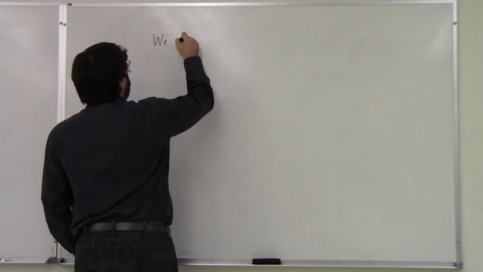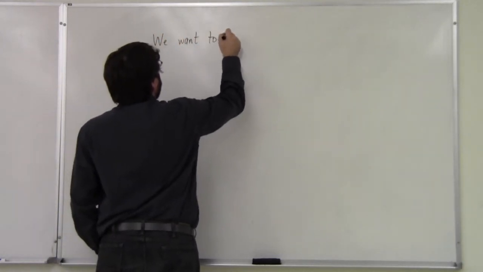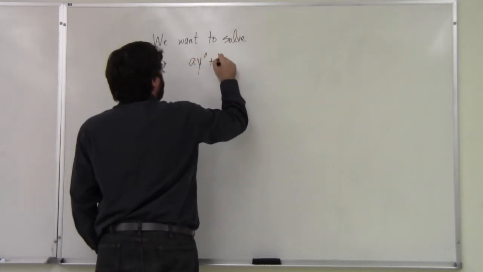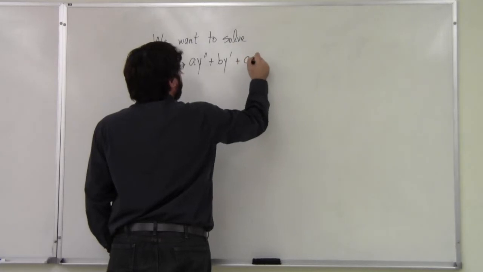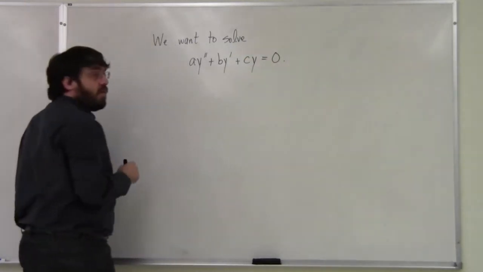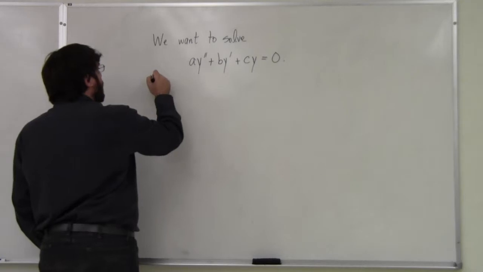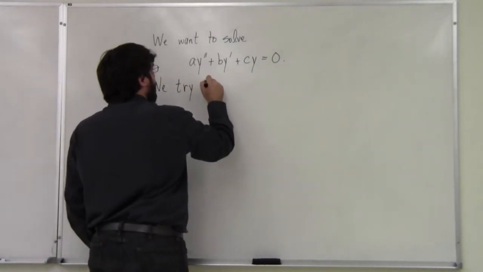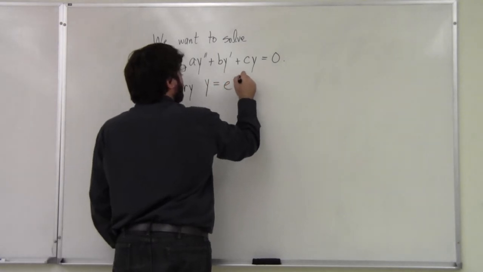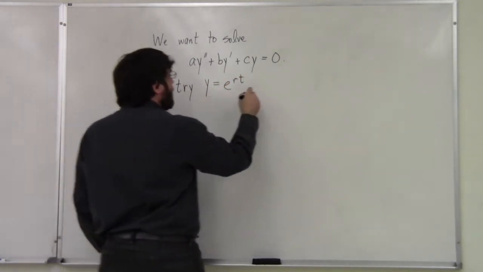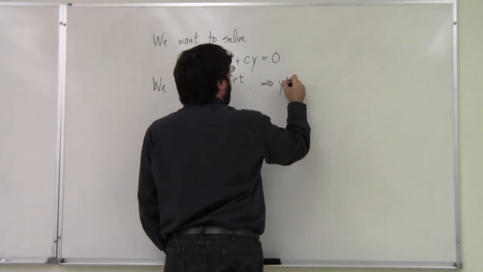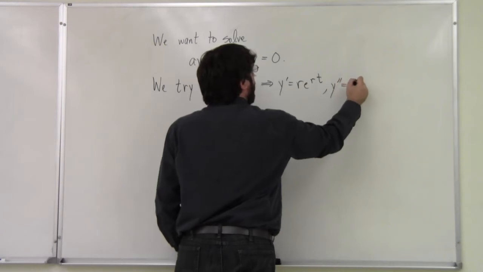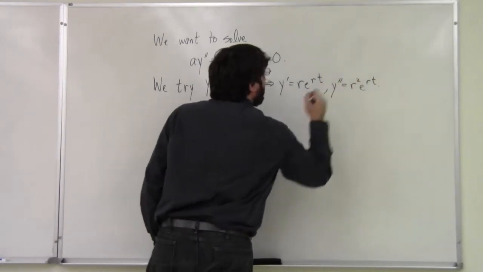We want to solve ay'' + by' + cy = 0. Okay? So we try out y = e^(rt). If y = e^(rt), we get y' = re^(rt), and y'' = r^2 e^(rt).